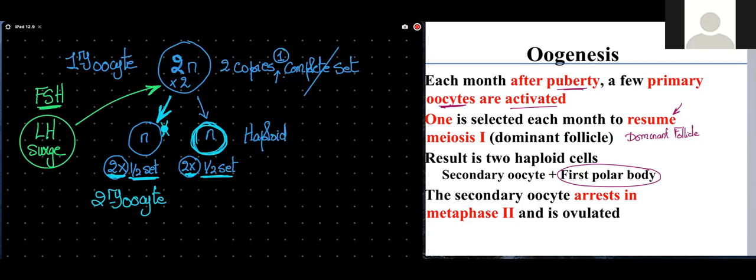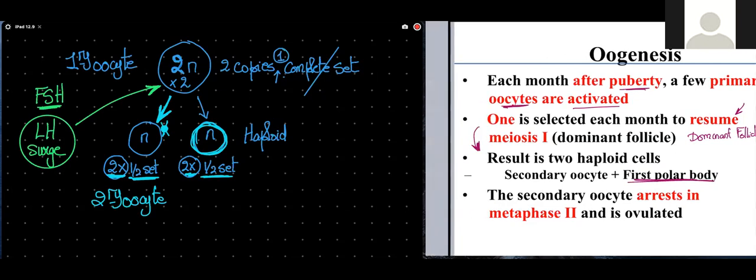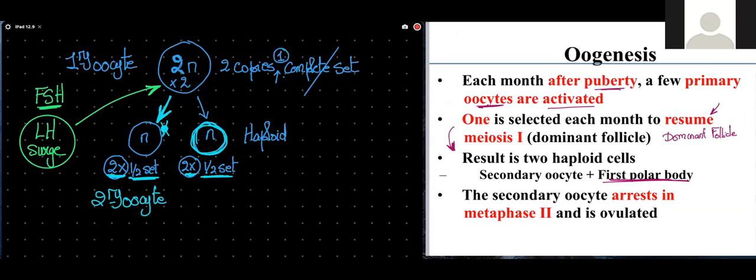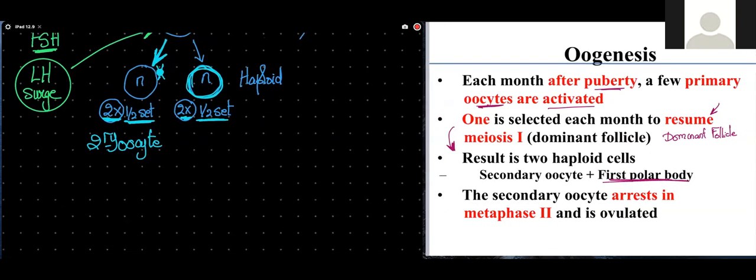This is the polar body. We call this the first polar body. This is the first one that we're going to be producing. What's going to happen to this secondary oocyte? It waits until it gets penetrated by sperm.